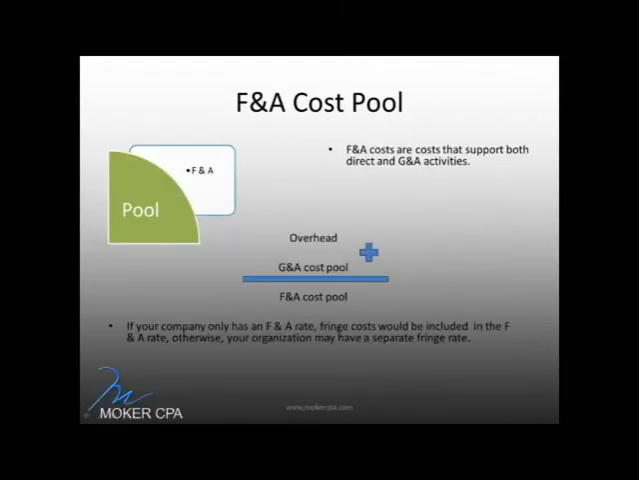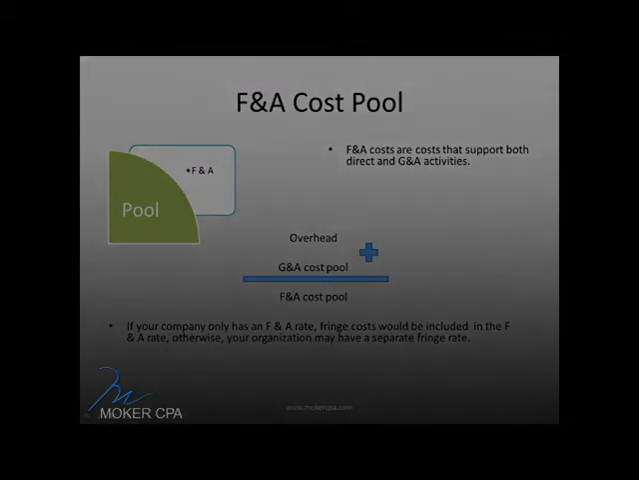Facilities and administrative costs are costs that support both direct and G&A activities. In other words, the F&A cost pool includes overhead and G&A cost pools combined. If your company only has an F&A rate, fringe costs would be included in the F&A rate. Otherwise, your organization may have a separate fringe rate.